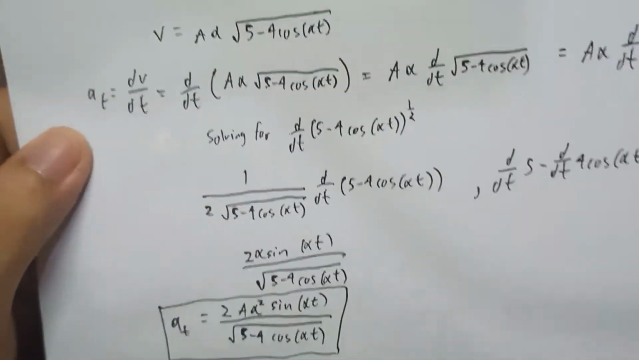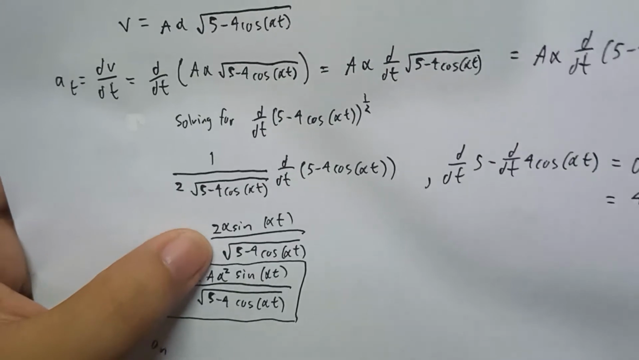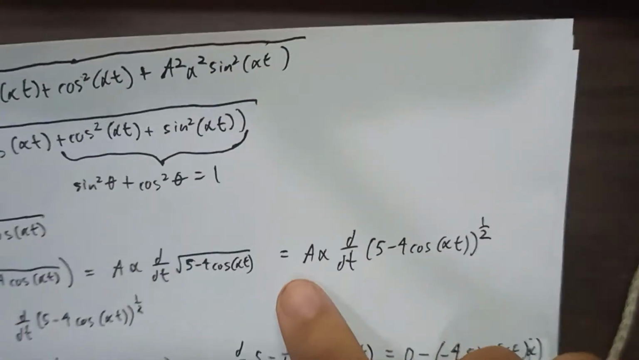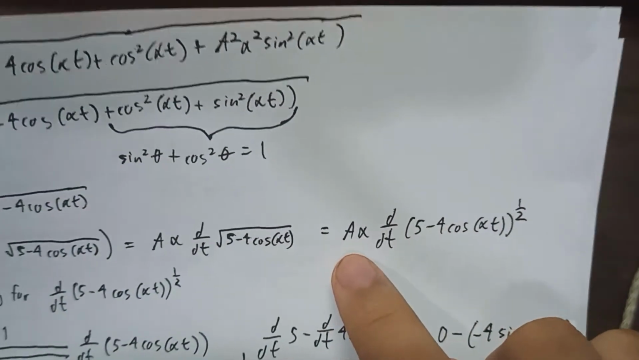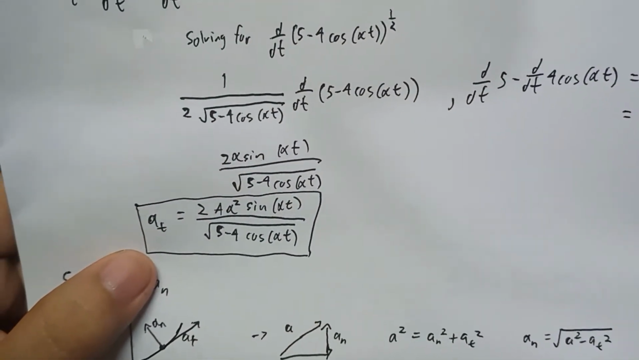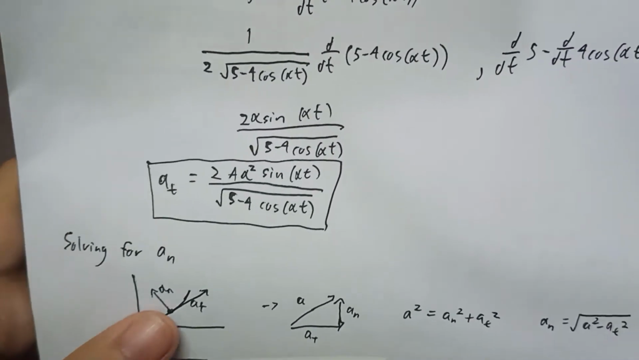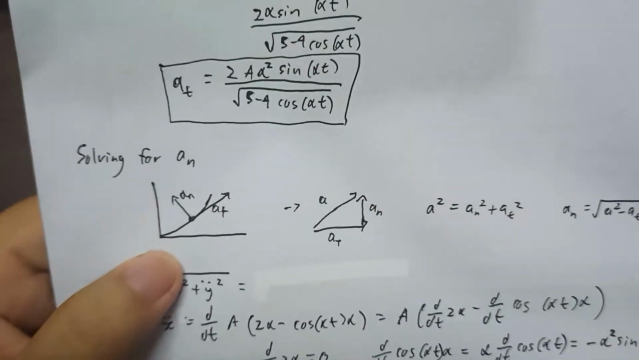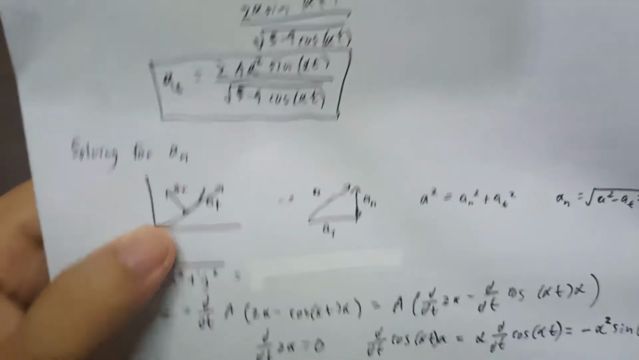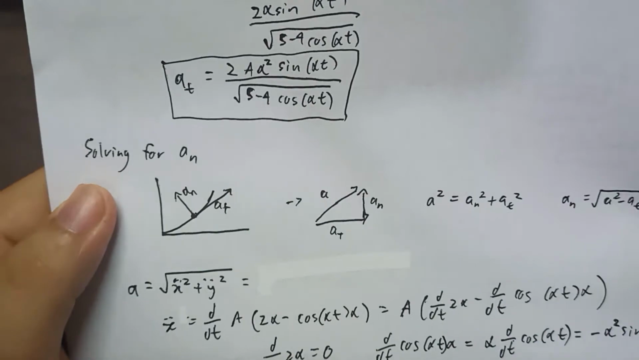And now we get the tangential acceleration. We just multiply this answer to the constant a alpha, which gives us 2a alpha squared sine alpha t over 5 minus 4 cosine alpha t. Now we solve for an. Now we solve for the normal acceleration.